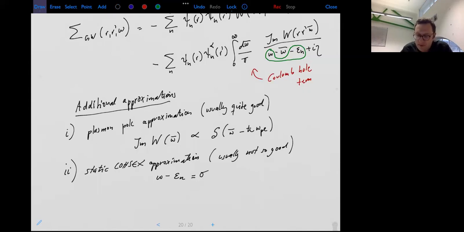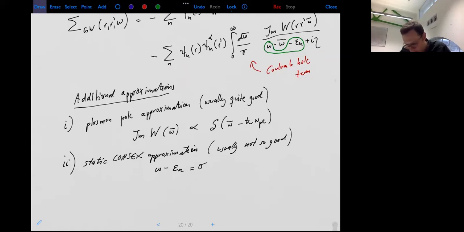Of course, that can't be true, right? If we're summing here over all possible states, then it cannot be true that all states have an energy that's close to any frequency that we might be interested in. So it seems quite obvious that this is a more drastic approximation. What happens though, when we use that approximation? Let's see what happens.